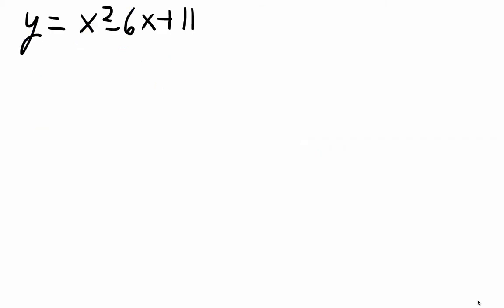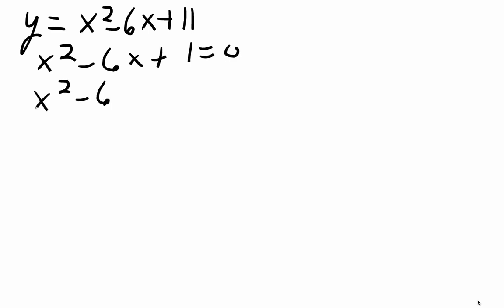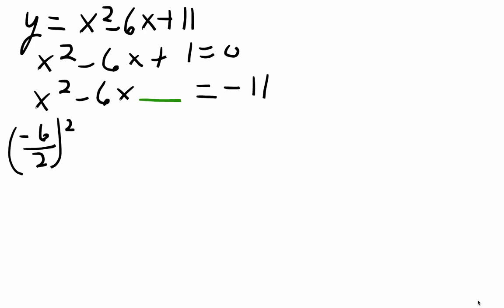Alright, let's try another one here. So we have y equals x squared minus 6x plus 11. So we're going to set that equal to 0. x squared minus 6x plus 11 equals 0. We've got to find a new c, so we're going to leave that blank. Subtract 11 from both sides. So now we take half of our b term and square it. That'd be negative 3 squared, which is 9. So it's going to be plus 9. Whatever you do to one side, you have to do to the other.